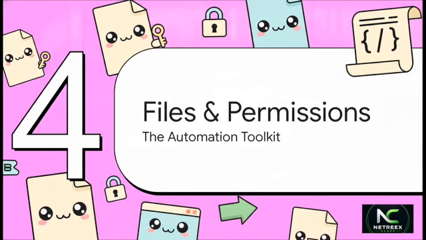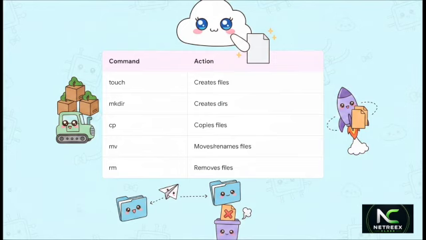Which brings us nicely to Section 4, Files, Permissions, and Scripts. Essentially, your automation toolkit. All right. Here is your core toolkit for managing your script files on the server. touch creates a quick, empty file, mkdir makes a brand new directory, cp copies files, mv moves them, or fun fact, effectively renames them if you keep them in the same spot, and rm removes them. It's incredibly straightforward, but very powerful.